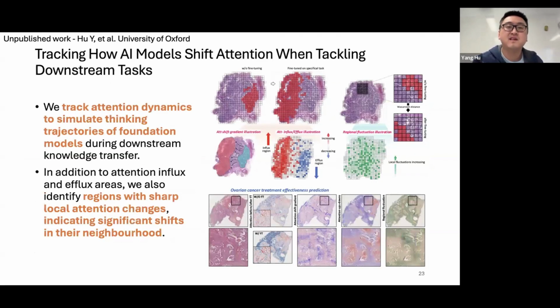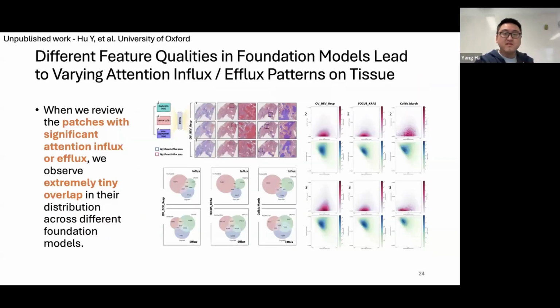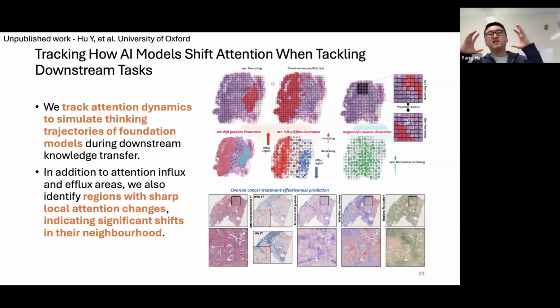But the thing is, when we tracked the attention moving behavior to simulate the thinking trajectory of these foundation models as they transfer their existing knowledge to those downstream tasks, and we also checked the attention influx and efflux areas to identify the regions with significant local attention changes, we saw significant heterogeneity between these two different foundation models.